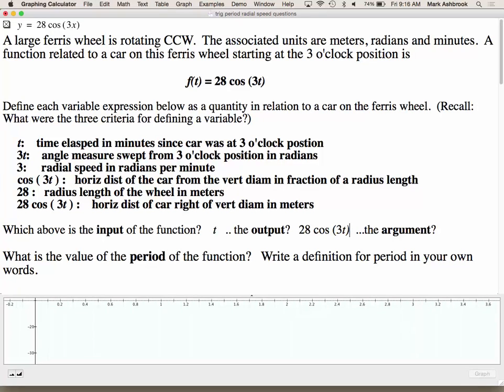Which of those is the argument? Which is the argument? Right? Argument is the whole expression that cosine is acting upon, or what goes into cosine.